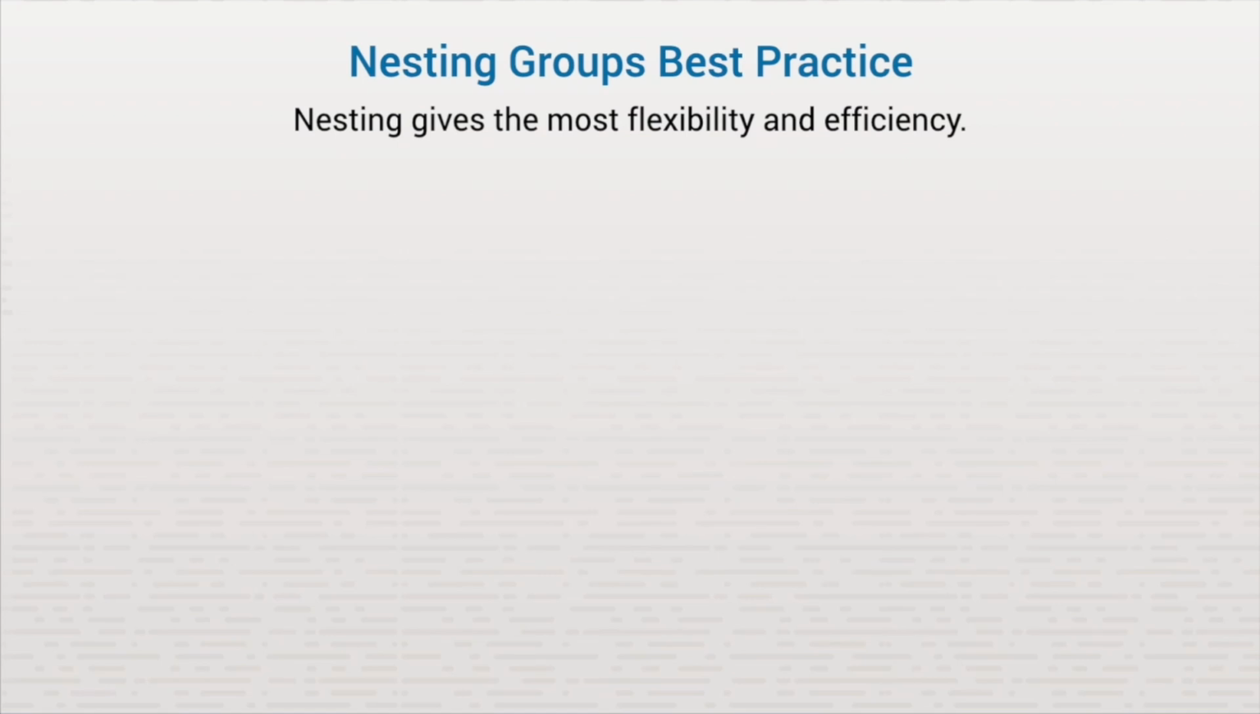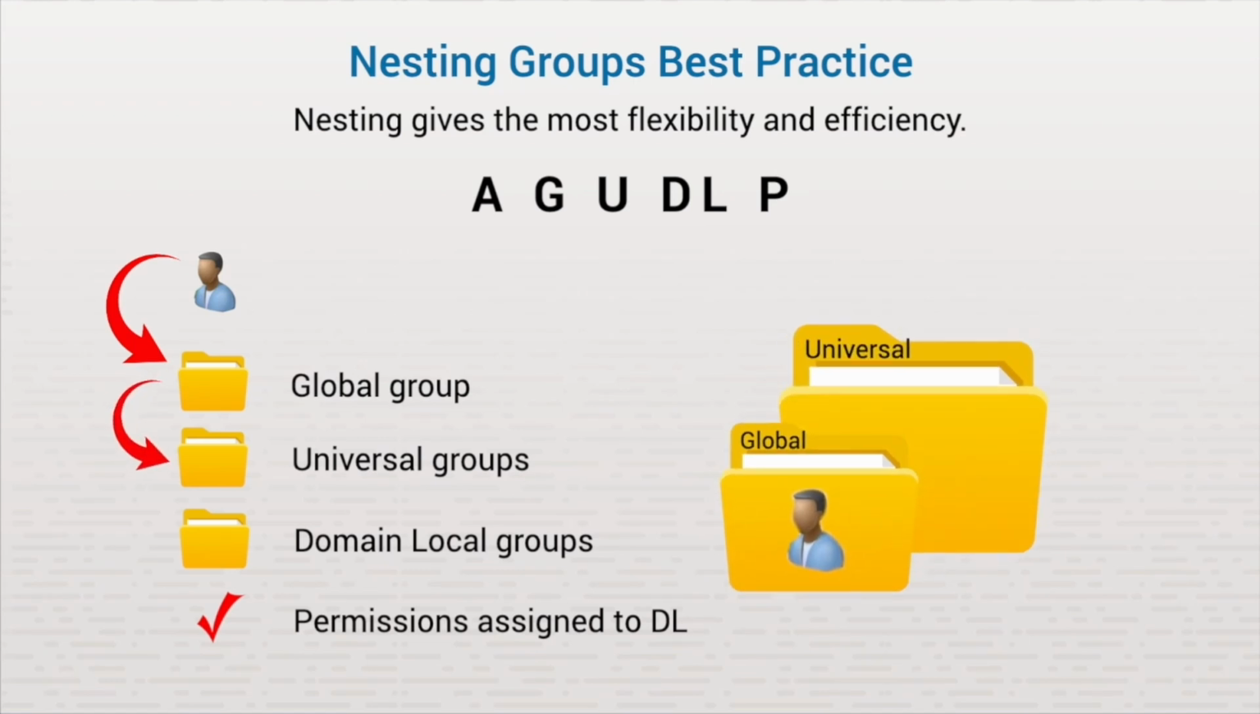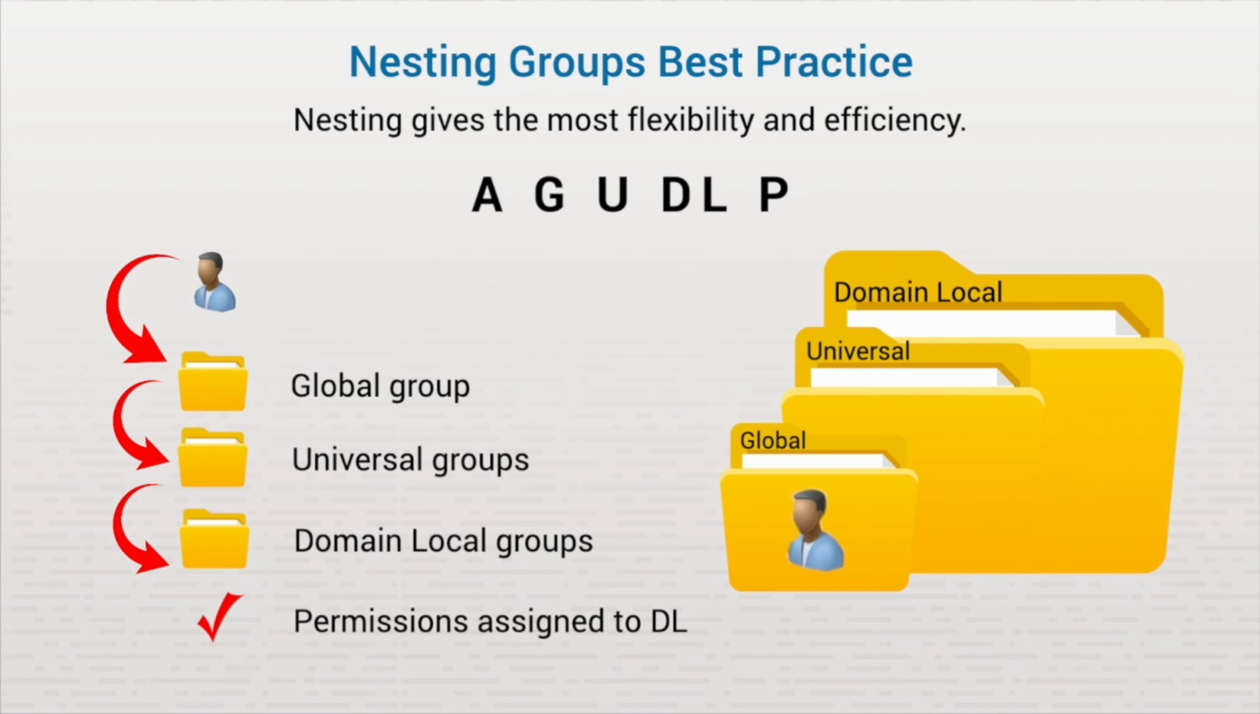If you have an extensive network, nesting groups is a best practice to have the most flexibility and to be the most administratively efficient. When doing this, it may help to have a mnemonic to help remember the order of nesting that should be used. The mnemonic is AGDLP, or AGUDLP. This mnemonic will help you remember that accounts go into global groups and global groups go into universal groups. You put universal groups into domain local groups, and then you assign permissions to the domain local groups.